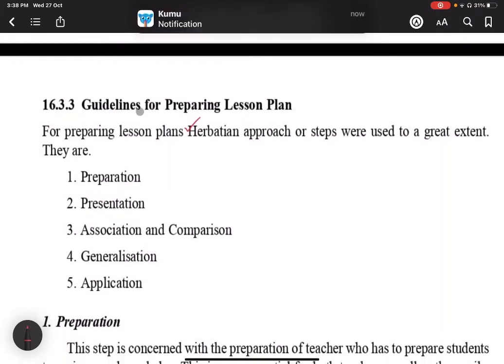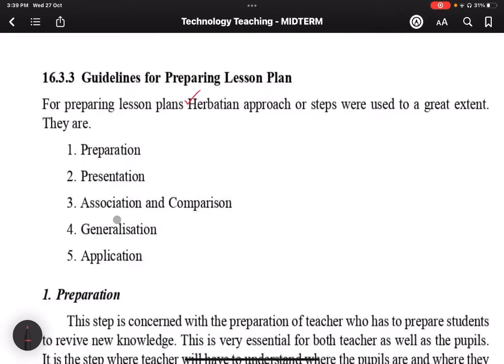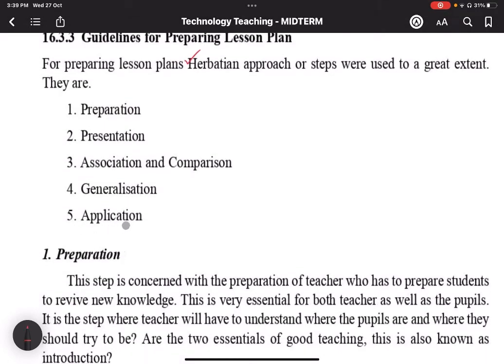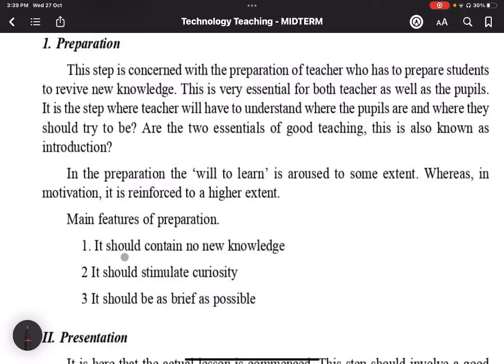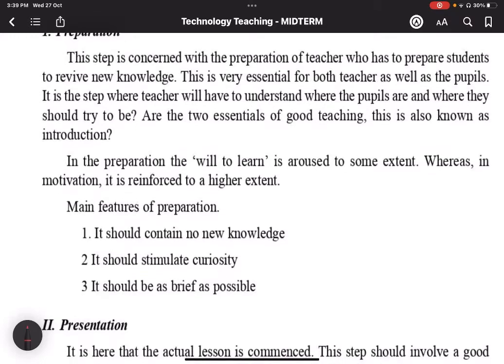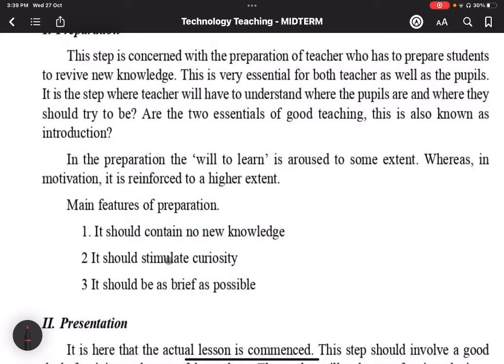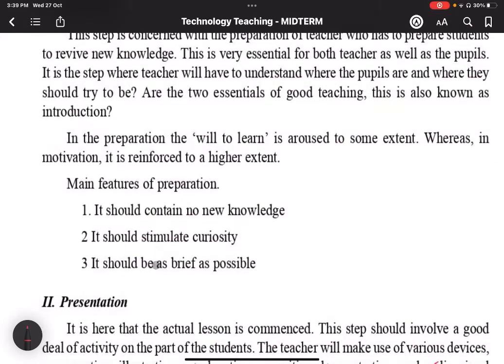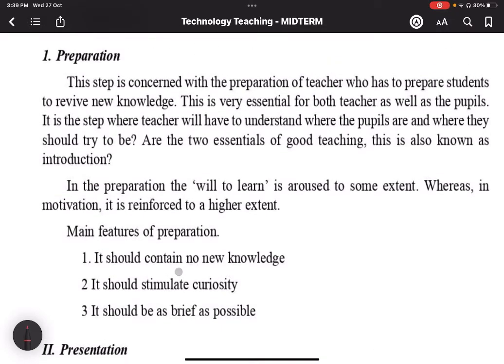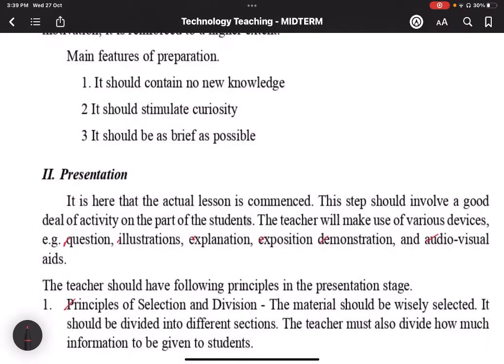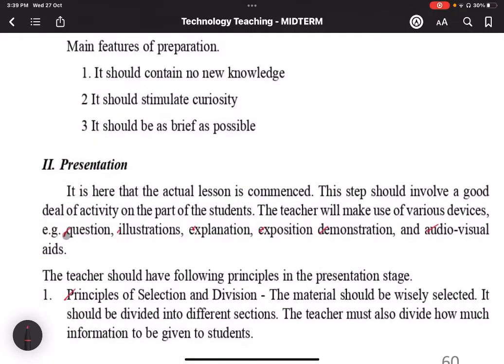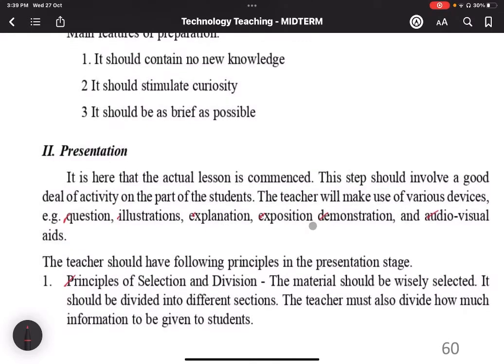Ano naman yung guidelines? Ano yung guidelines natin? Preparation, presentation, association and comparison, generalization, and application. Under ng preparation daw, huwag ka munang maglalagay ng mga knowledge na hindi pa nila alam. May very basic muna yung bibigay. And then, ang focus mo is to stimulate curiosity muna. It should be brief as possible kasi nag-introduction ka pa lang. That is the preparation.